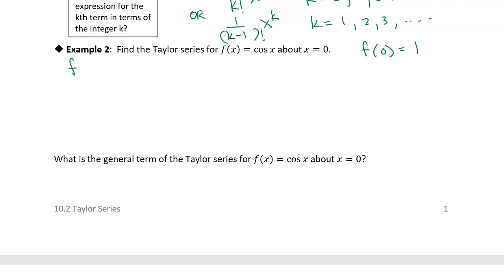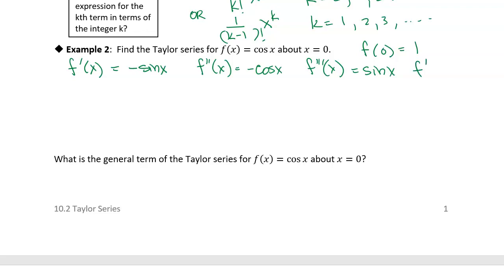The cosine has a nice pattern of derivatives. The first derivative is going to be the negative sine of x, right? And then the second derivative is the derivative of the negative sine, which gives you the negative cosine of x. The third derivative is the derivative of negative cosine, so now that's equal to sine of x. And the fourth derivative is equal to cosine of x.